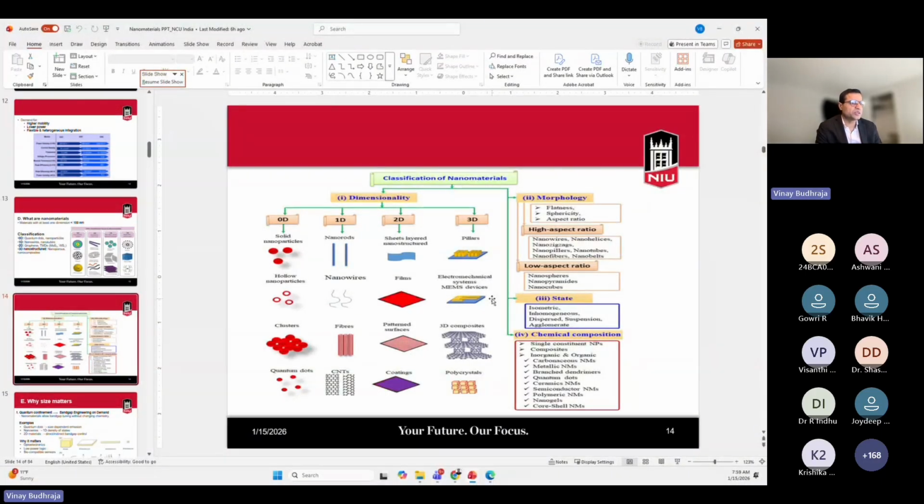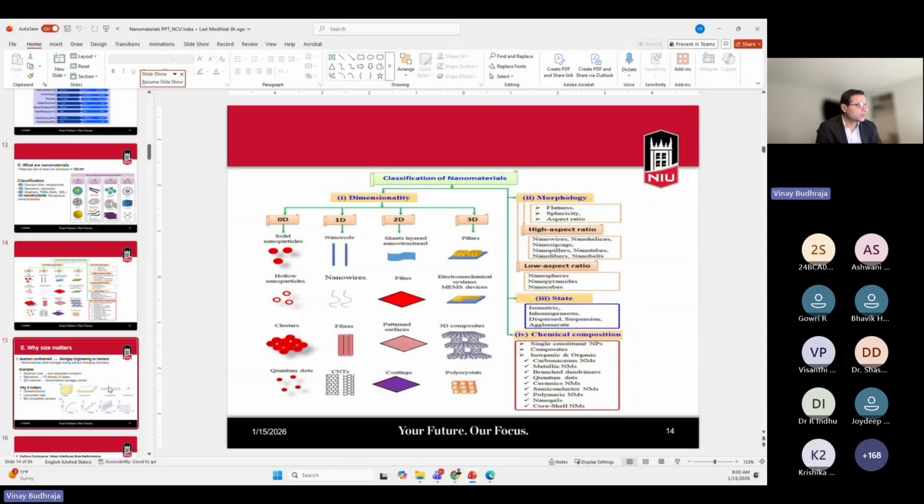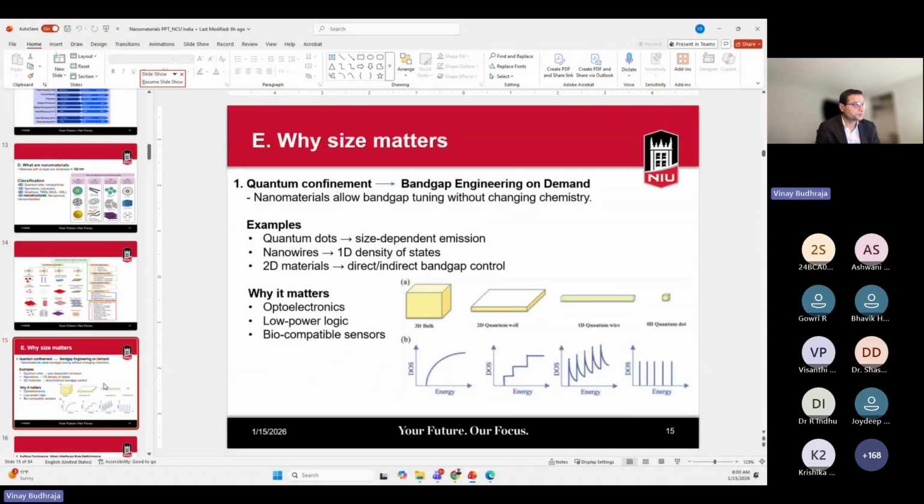These classifications of nanomaterials have different morphology, such as flatness, sphericity, and aspect ratio, and based on the aspect ratio you can make nanowires, nano zigzags, nano pillars, and nanofibers. There are also low aspect ratio materials in the form of nanospheres, nanopyramids, and nanocubes. All these materials exist in different states and different chemical compositions, which we will cover when we introduce the devices based on them. So why does size matter?